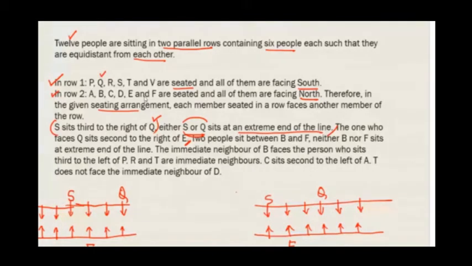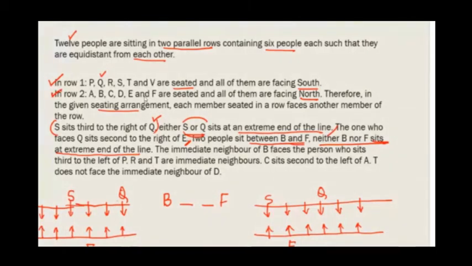I'll just show you. Two people sit between B and F. Neither B nor F sits at an extreme end of the line. Two people sit between B and F. So it is B, two people, F. Neither B nor F sits at an extreme end of the line. Now what does it indicate? There are 6 seats. Now where do your B and F come? Your B and F come in the second row.